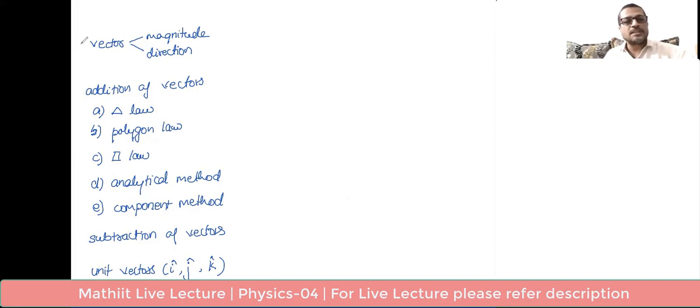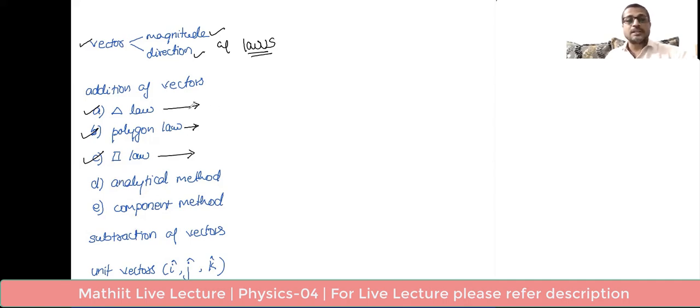So what we have seen is that a vector is a quantity which has got magnitude and direction, and it follows vector laws of addition. These laws are triangle law, polygon law, parallelogram law. We have seen how to add two vectors using triangle law. We have seen how to add more than two vectors using polygon law. We have seen how to add two vectors using parallelogram law.